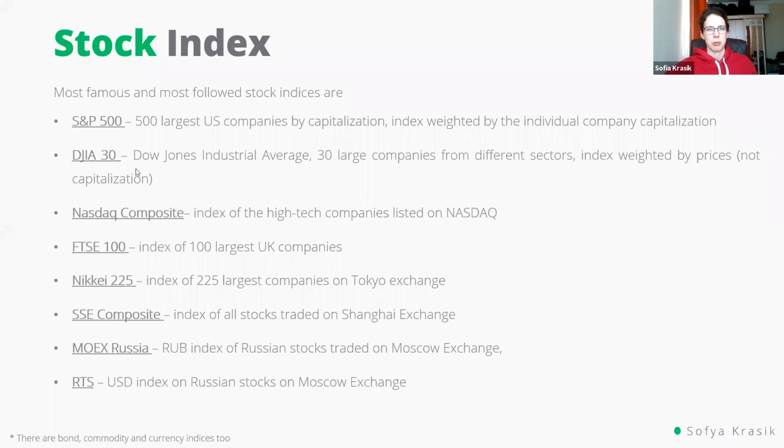Another quite famous index is the Dow Jones Industrial Average. It consists of 30 large companies from different sectors, usually industrial, and it is weighted by price. This is usually considered a shortcoming of the index because you weight price by prices, so it's a little bit weird. It's like double accounting for pricing.